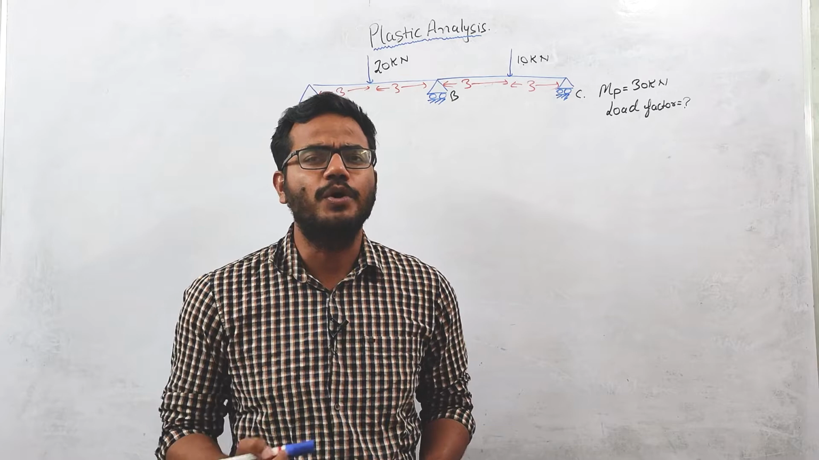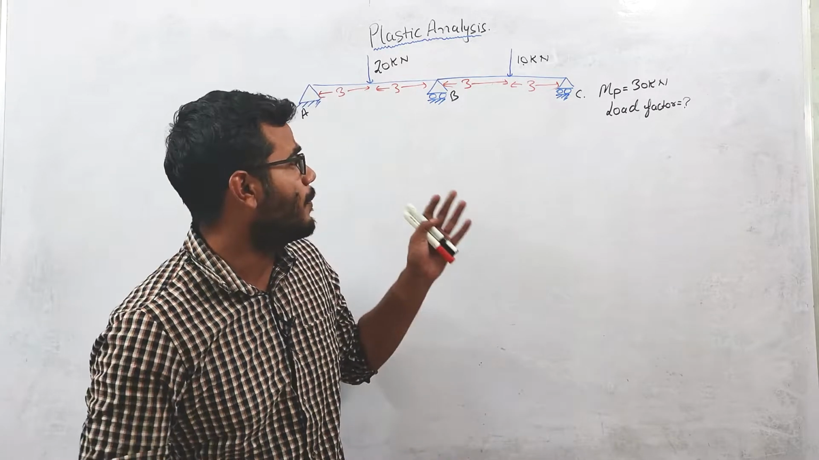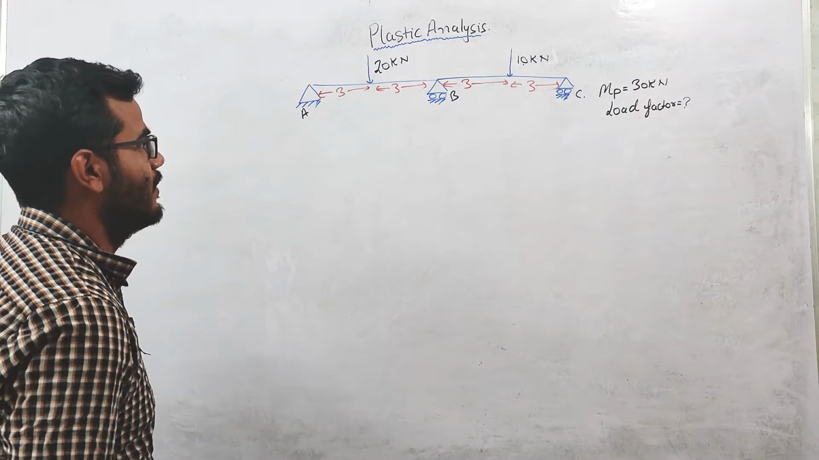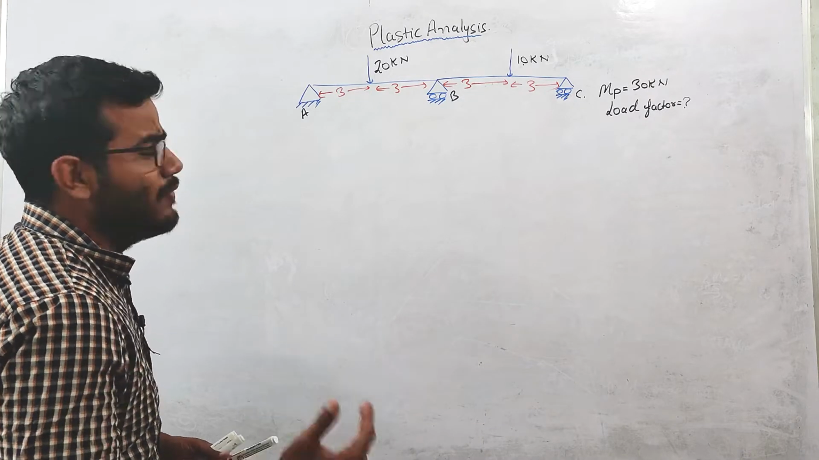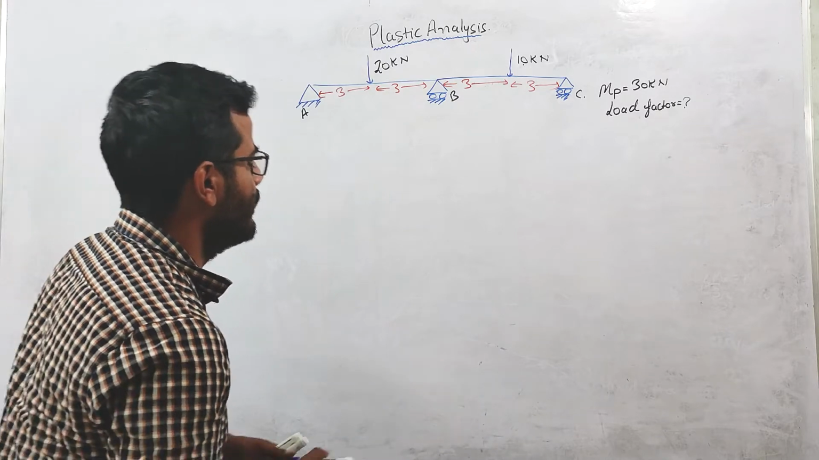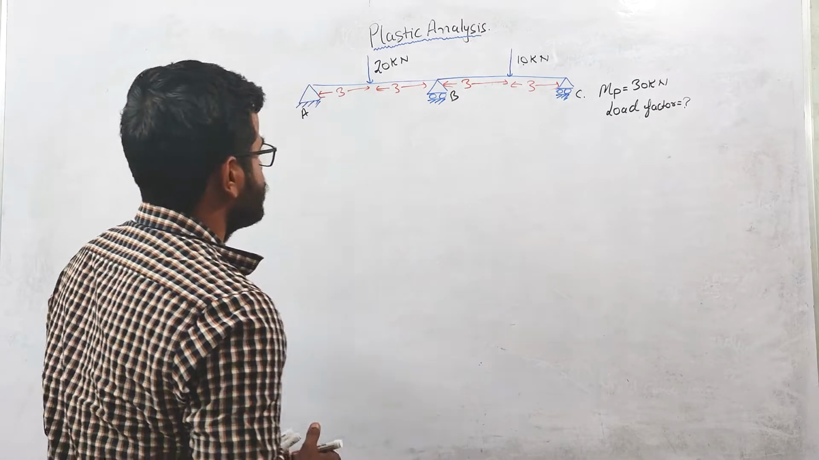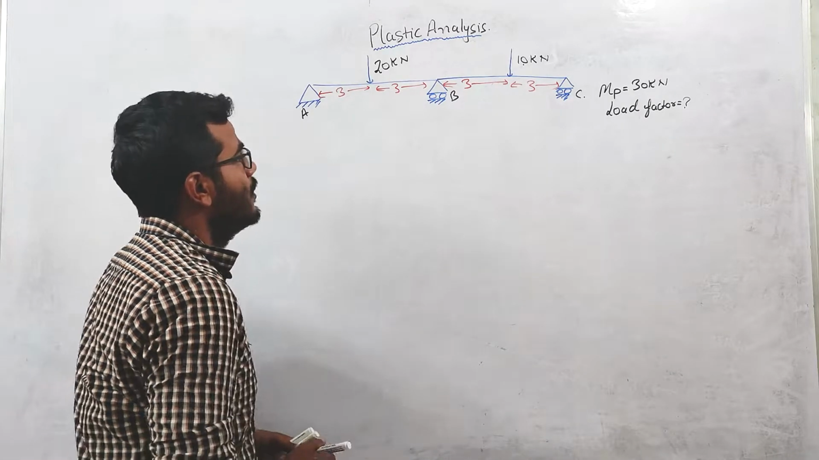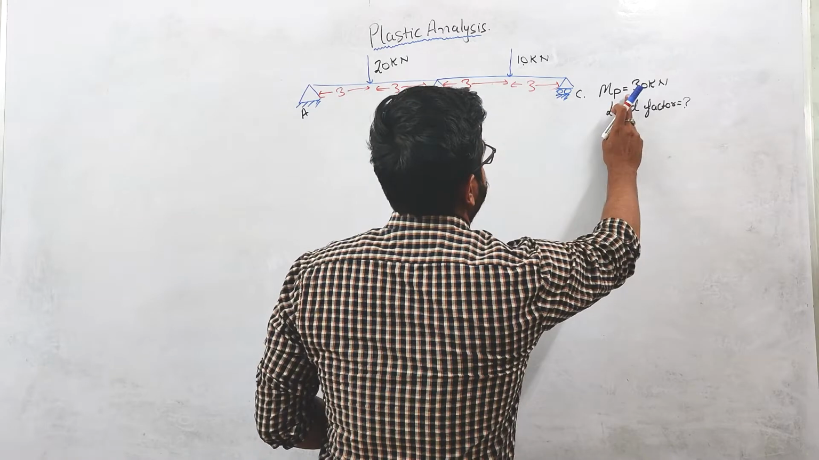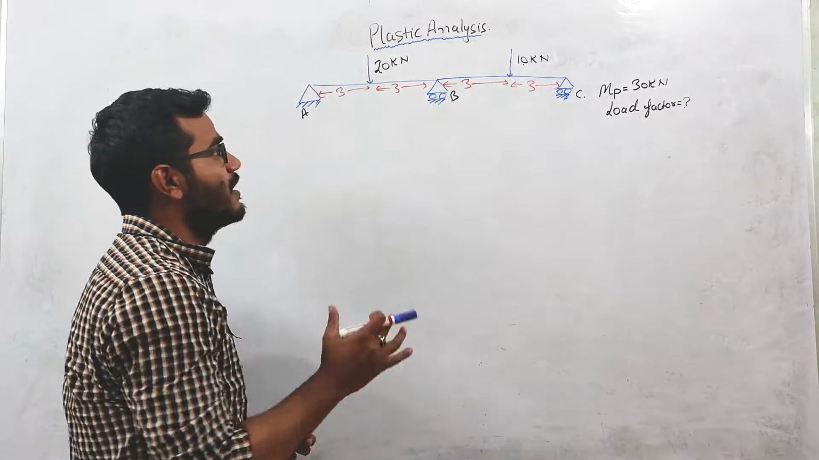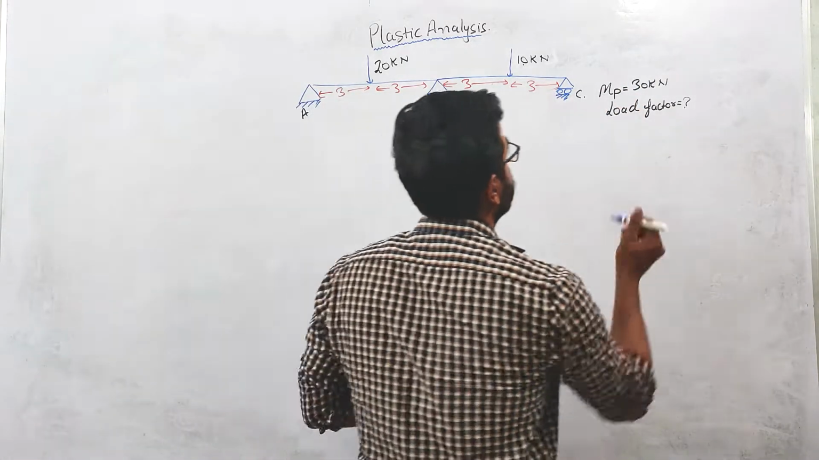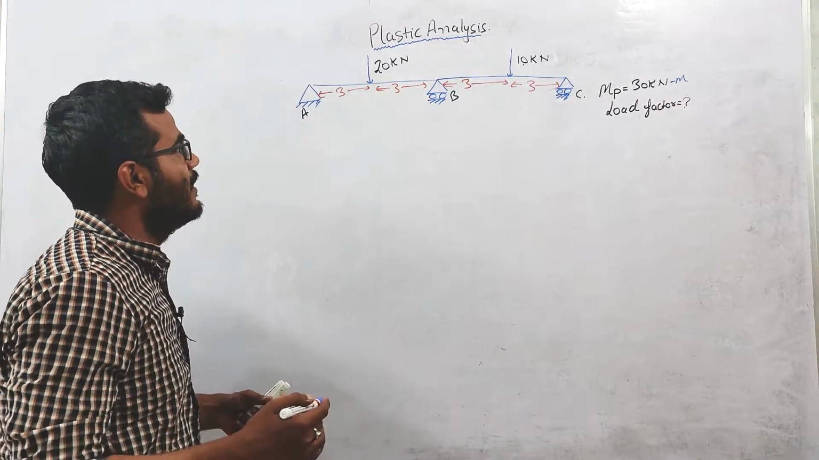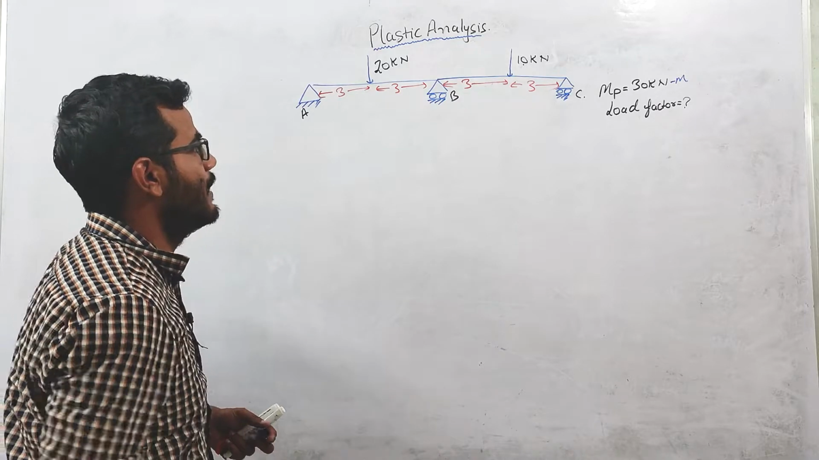In this lecture, we are going to discuss one problem on a continuous beam in which we need to find the load factor, and we will be solving this problem using the static equilibrium method. This is a continuous beam having two spans. The plastic moment capacity of this beam is given as 30 kilonewton meter, and we need to calculate the load factor. Indirectly, we need to calculate the collapse load for this beam.